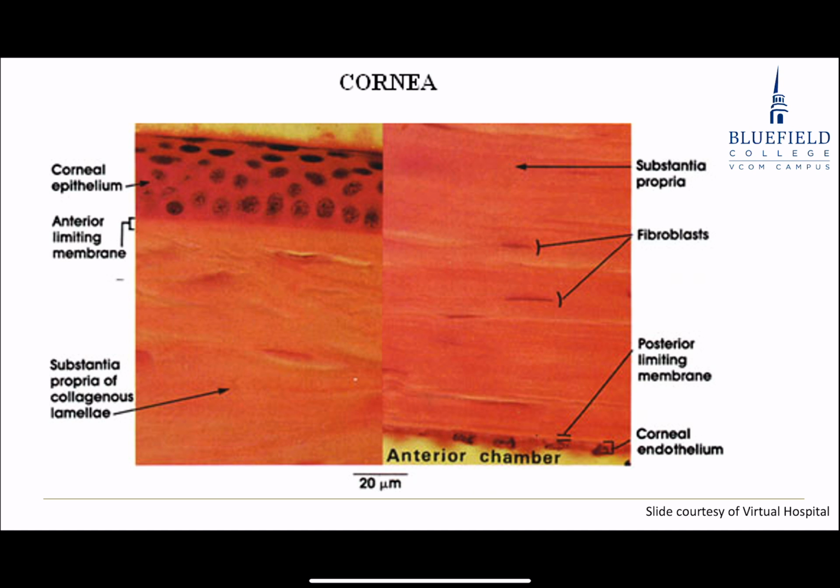Here would be stroma going down, stroma still coming down. I see a very white line here, that's my Descemet's membrane, and my corneal endothelium down below. I didn't point out, it doesn't show up very well. Right here would be my Bowman's membrane.